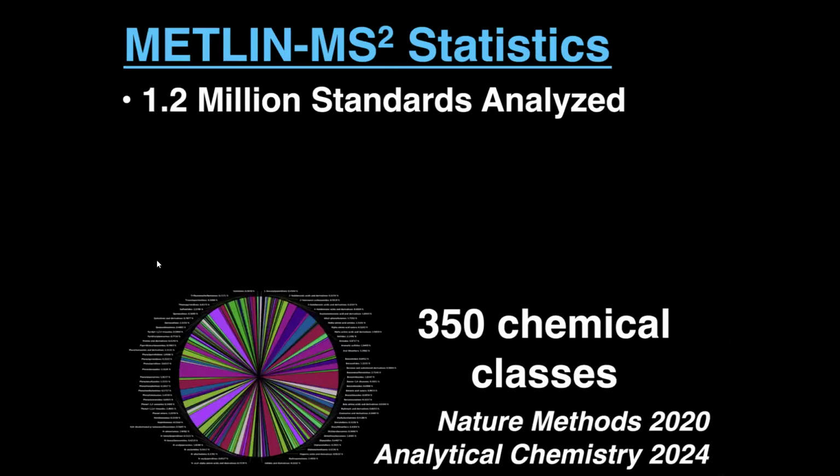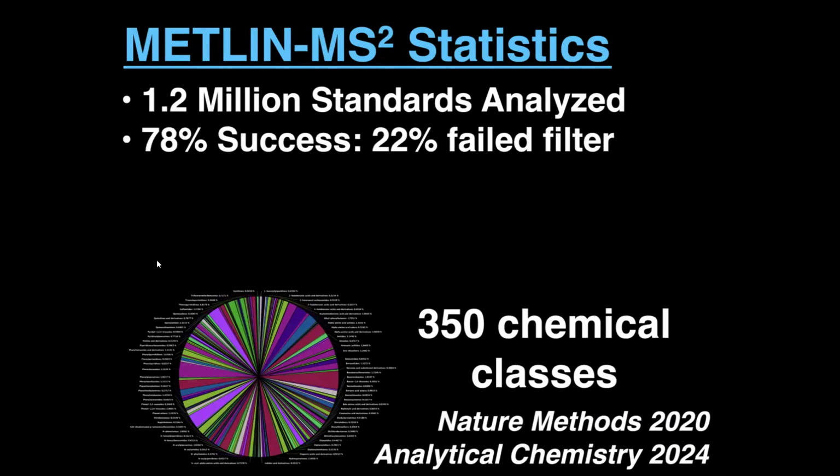Now some of the statistics behind this, and I was earlier underestimating the level of effort that Aries and Winnie put into this. So they didn't just analyze 936,000 molecules. They actually analyzed over 1.2 million molecular standards, with a success rate of about 78%.